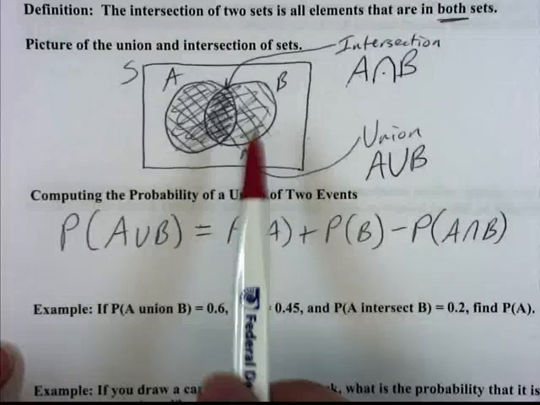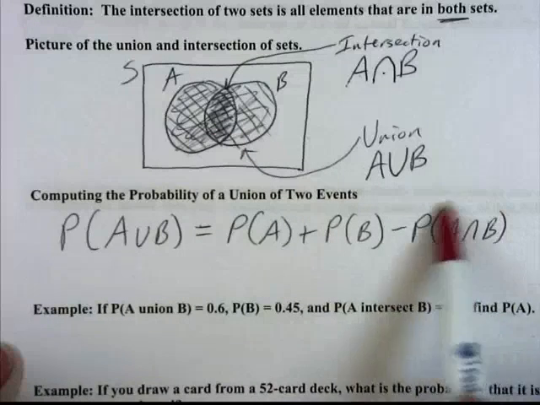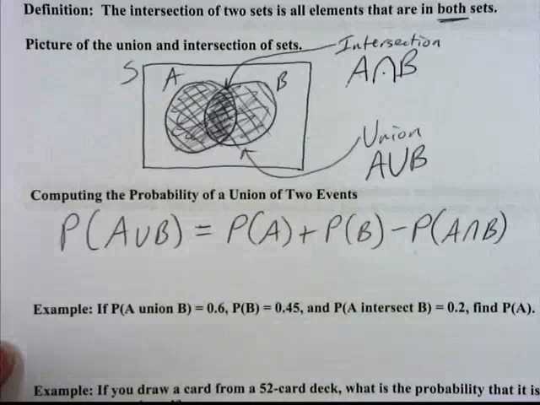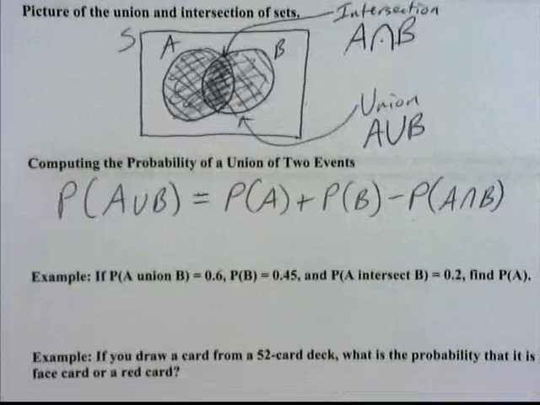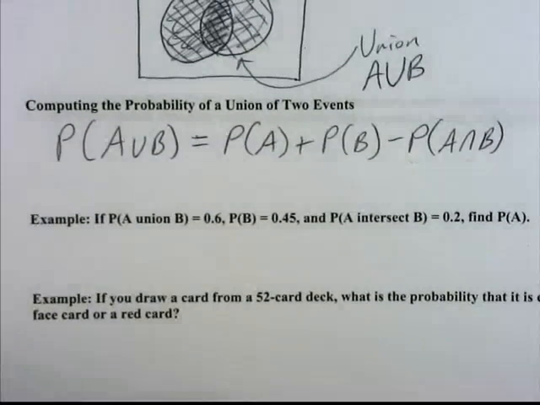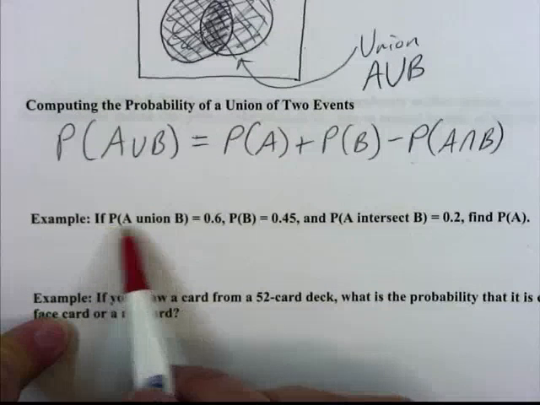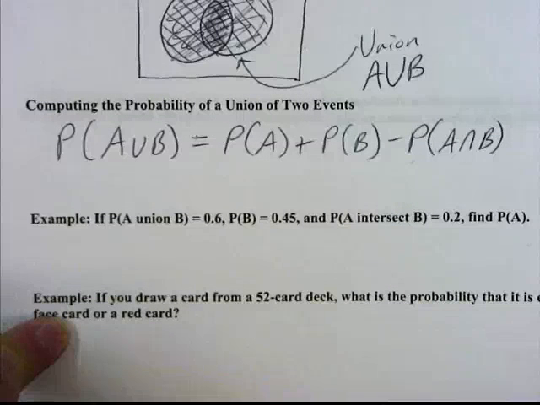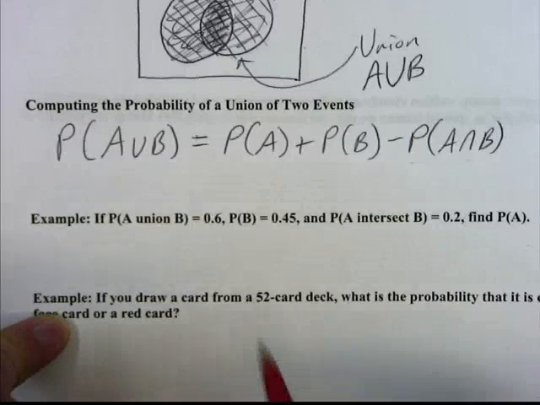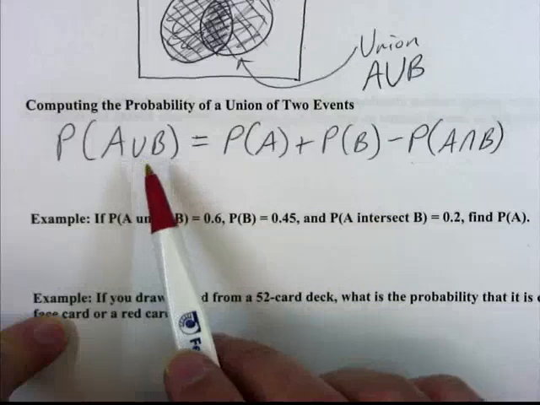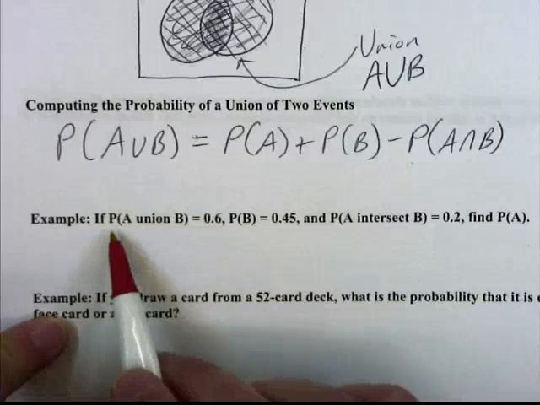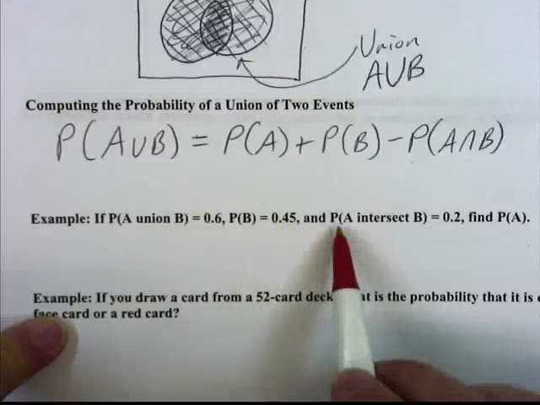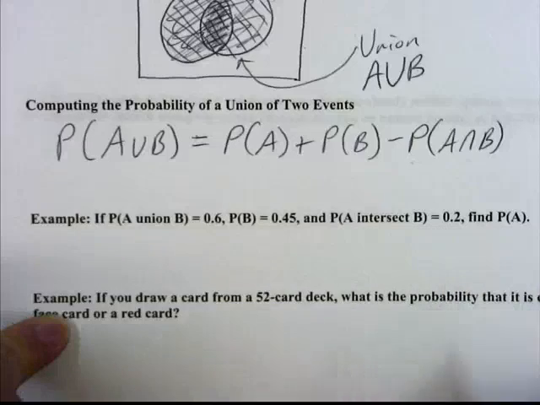Now, if these events have nothing in common, then this becomes a 0. But if they do have something in common, you've got to be careful with that. So let's look at the following two examples. The first says, and I just used the words here instead of the symbols because I wanted to make sure that it printed for you. You can do it using some equation editors within Word, but I wanted to make sure you could see what was there. So if the probability of A union B is 0.6, the probability of B is 0.45, and the probability of A intersect B is 0.2, we want to find the probability of A.